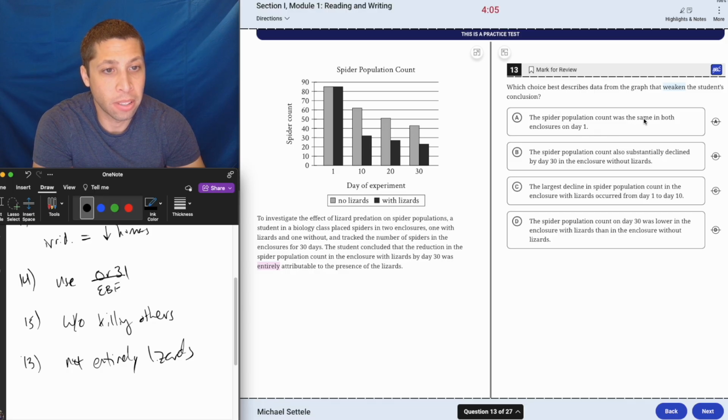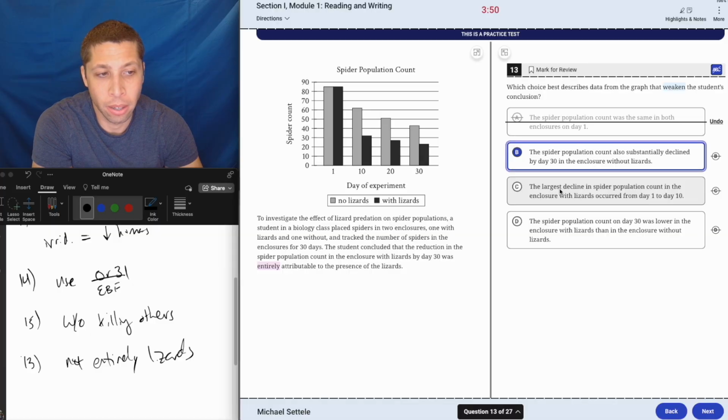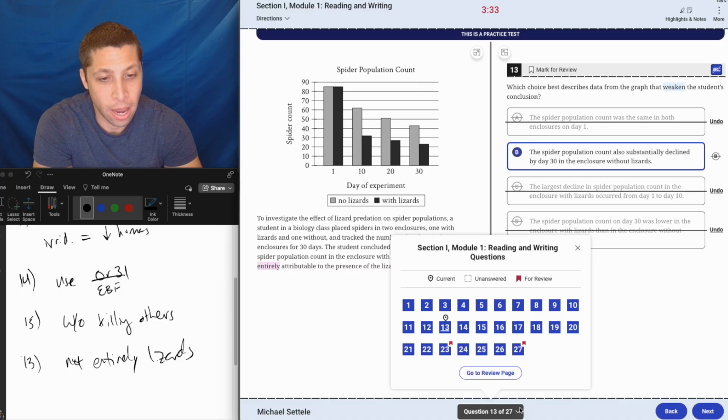The spider population count was the same in both enclosures on day 1. Who cares? The spider population count was also substantially declined by day 30 in the enclosure without lizards, right? So something was killing them besides the lizards. The largest decline in spider population count in the enclosure with lizards occurred from day 1 to 10. So great, but that just could mean that the lizards are eating them. The spider population count on day 30 was lower in the enclosure with lizards than in the enclosure without. No, I mean, yes, that's true, but we want to say that it's not entirely the lizards. So this is saying that something else besides the lizards is killing them. Yeah, okay. Nothing really exciting here. I'm going to go back to these.